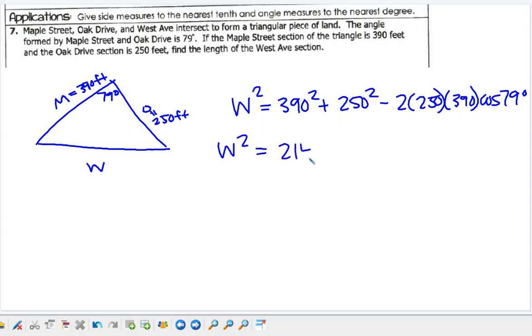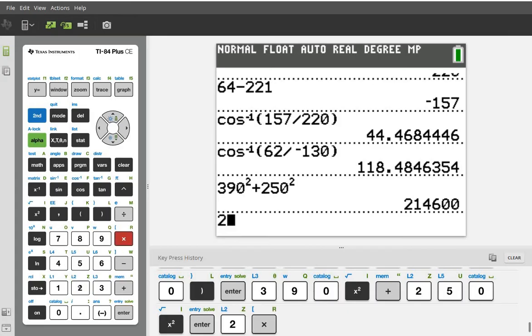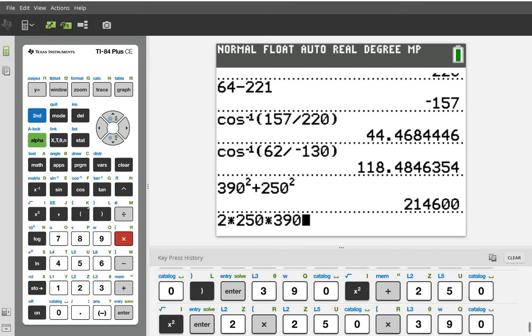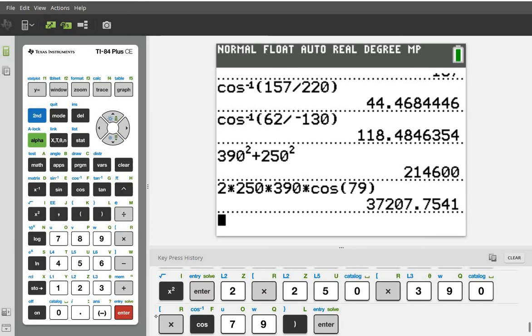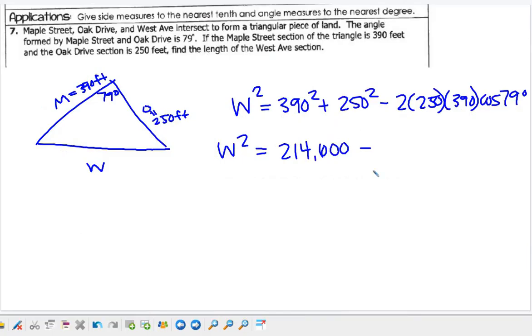214,600 minus 2 times 250 times 390 times cosine of 79. Approximately 37, oh no, it's an exact, so we can do that. 37,207.5, 0.7541.